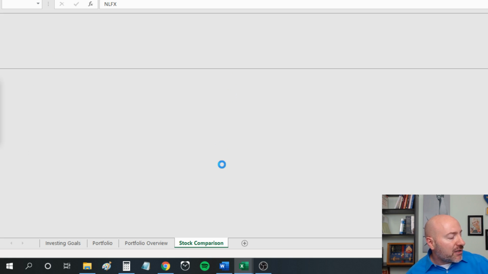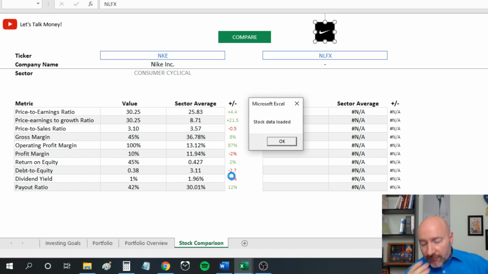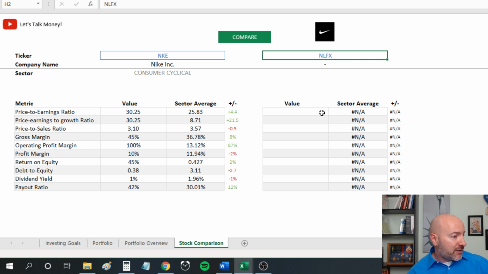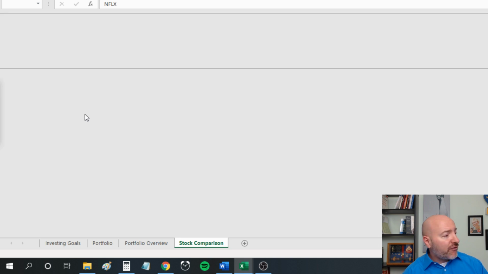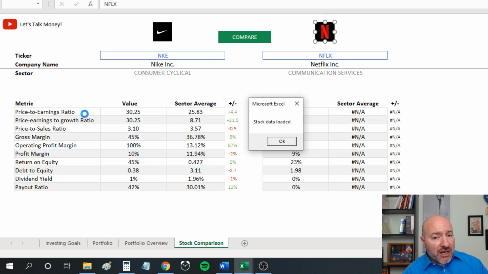And it's going to populate this, again, with data from financialmodelingprep.com. That's not the symbol, what it is, is NFLX. That's Netflix. There we go. Okay, so what it's doing is pulling all that data in these 10 metrics, right? Price to earnings ratio, price to earnings growth, price to sales. These operating measures or profitability measures like gross margin, operating profit margin, regular bottom line profit margin.